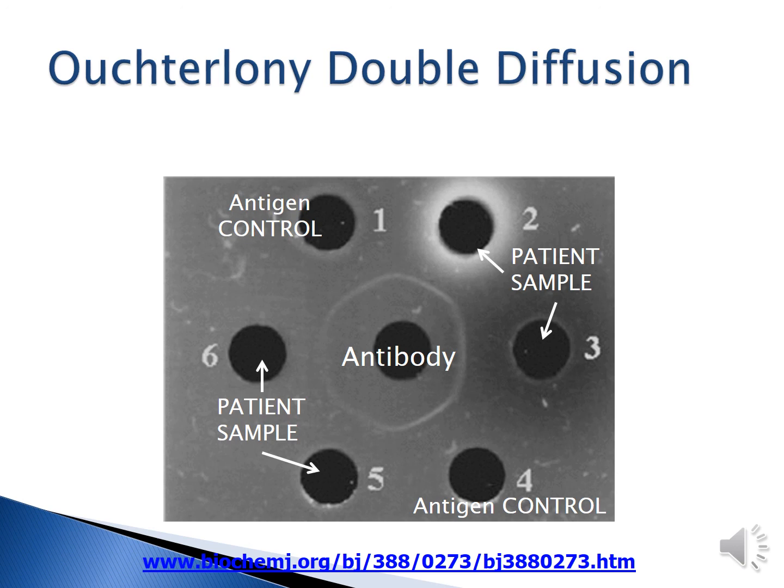We're going to incubate, and then after incubation, we're going to pull it out, and these are the results that we will see in this particular example. So our antibodies and antigens have diffused out into the media, and then we have this nice ring of precipitation. In this example, this would be a positive test. So the patients do have this antigen that we are looking for.